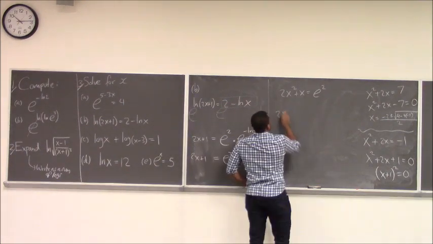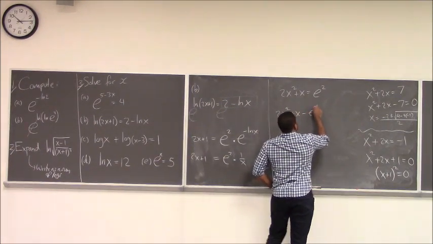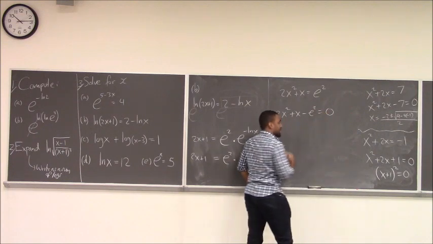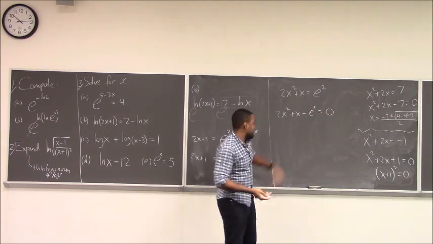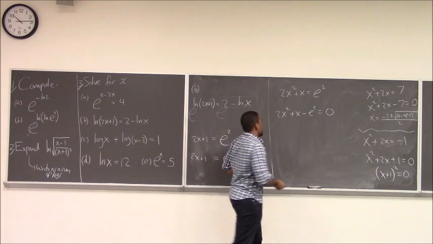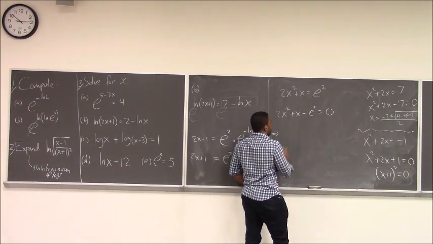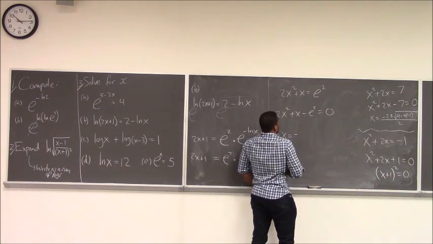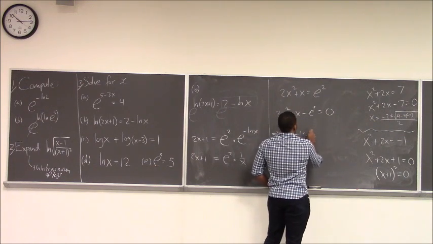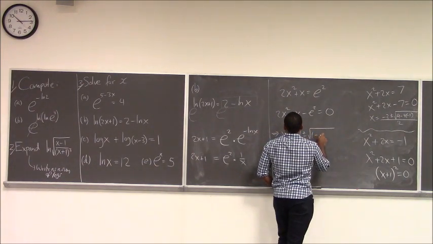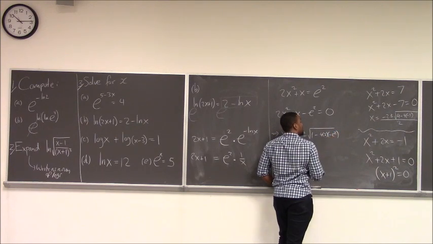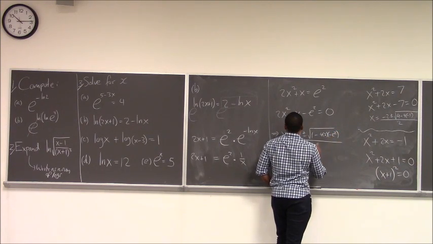So what I would do here is subtract the e squared. Clearly that's not going to factor, two numbers that multiply in, right? So I would jump right into the quadratic formula. So minus b plus or minus the square root of b squared minus 4ac. Here the c is negative e squared, over 2a.